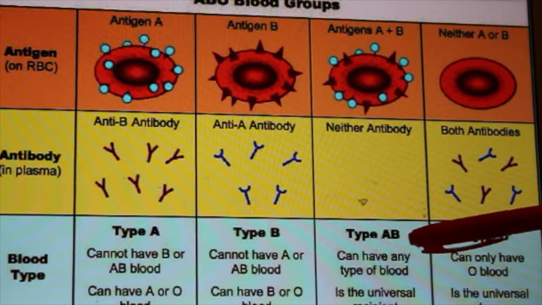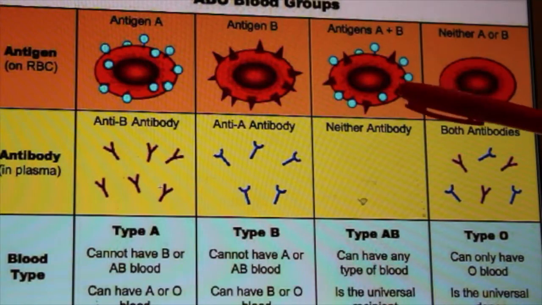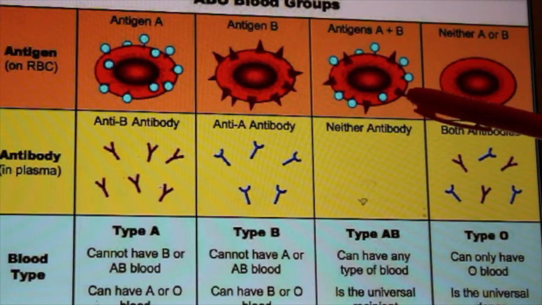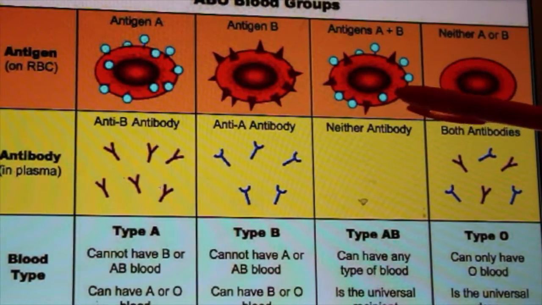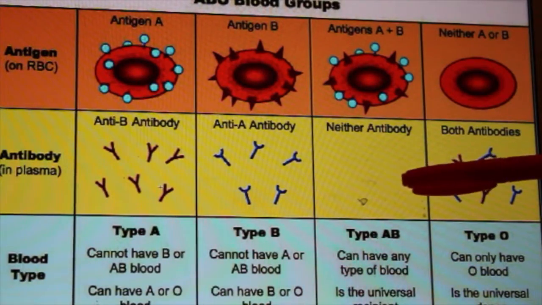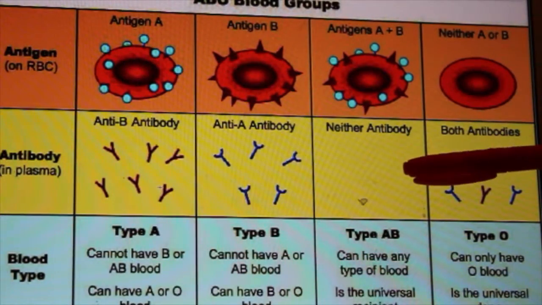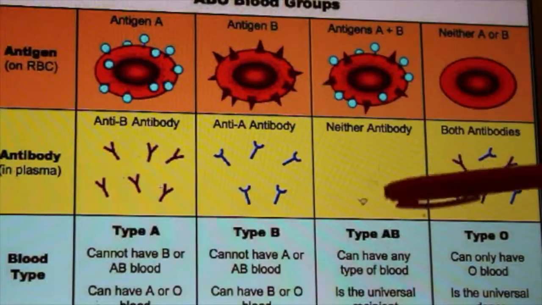Type AB blood is when you have both antigens A and B on the surface of the red blood cells. If you have these two antigens on the surface, you're going to end up having no antibody in the plasma because you don't want it to bind.